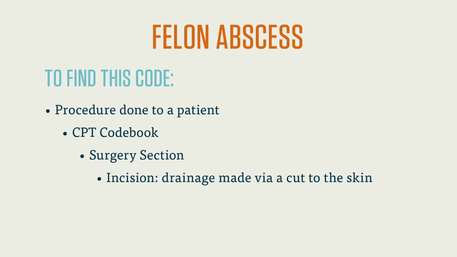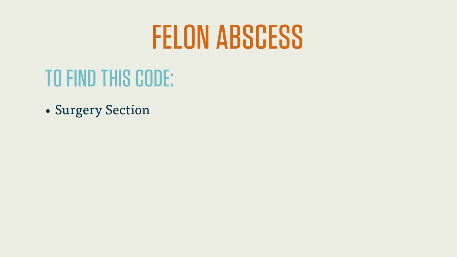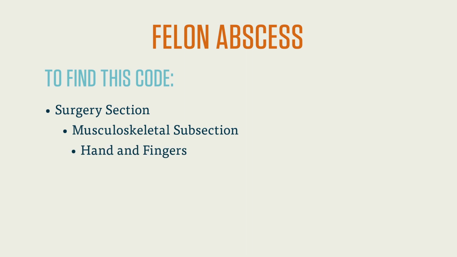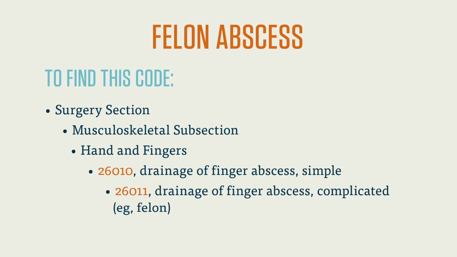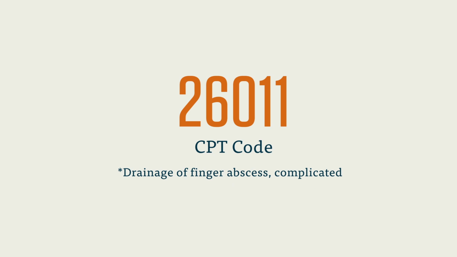Specifically, this is an incision. It's drainage made via a cut to the skin. Once in the surgery section, we'd flip to the musculoskeletal subsection and find the hand and fingers field of codes. There we'd find the codes for incision and see that there are two codes for drainage of a finger abscess. The parent code 26010 for drainage of finger abscess, simple, and the indented code 26011 for drainage of finger abscess, complicated. The abscess we're draining is complicated. It's even listed in the codes as an example of complicated abscess. So we'd select the indented code and put 26011 as our base code.